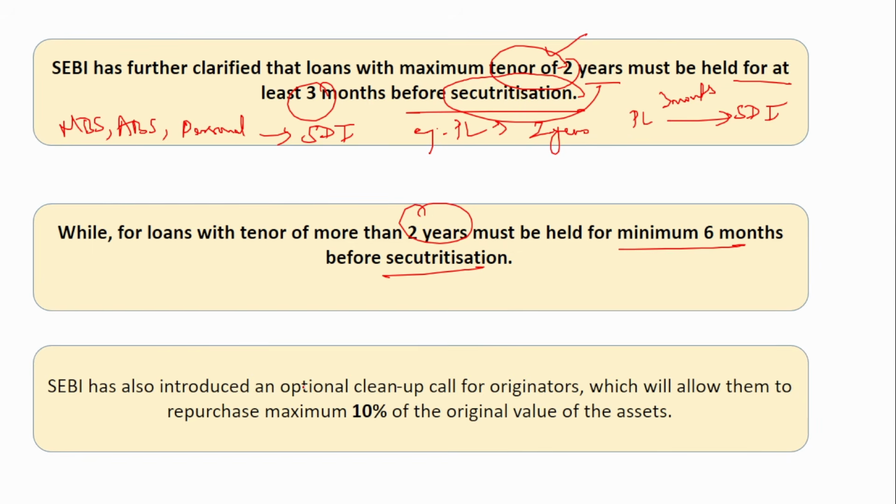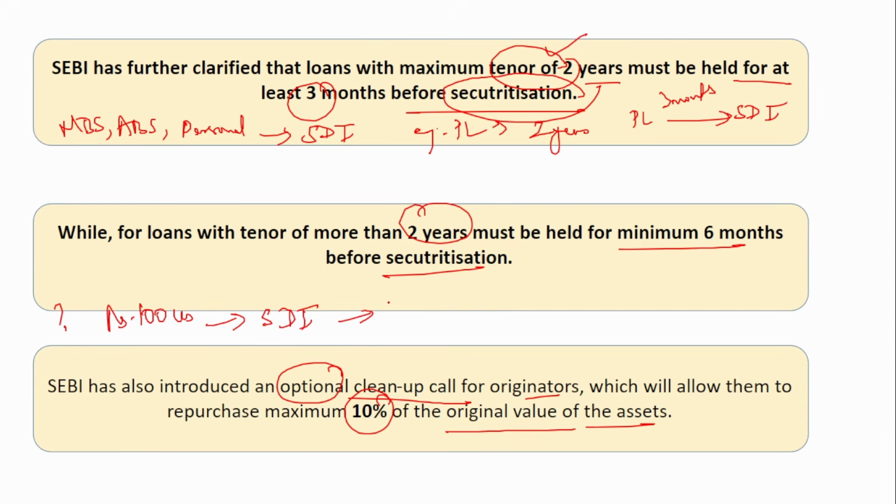Next, SEBI has also introduced an optional cleanup call for originators, which will allow them to repurchase a maximum of 10% of the original value of the assets. So what does this mean? The first case we saw was that rupees 100 crore worth of mortgages were converted into securitized debt instruments, right?